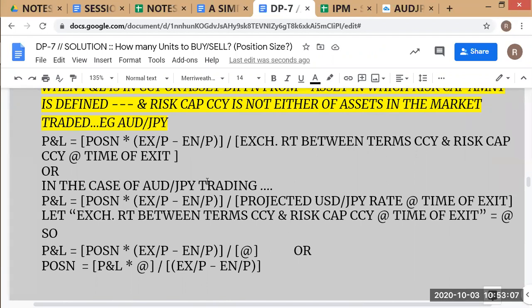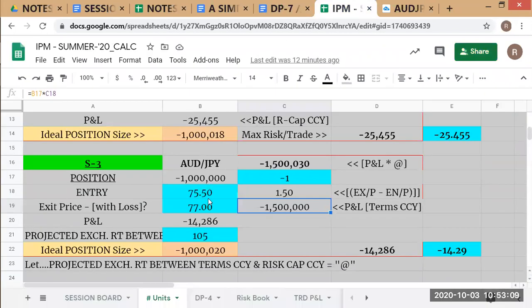Now think about this, what we have to do. This PNL is in yen, because the terms currency is yen. This is PNL in terms currency. Now I need to convert this into US dollars. So I can't. Therefore, what do I have to do?